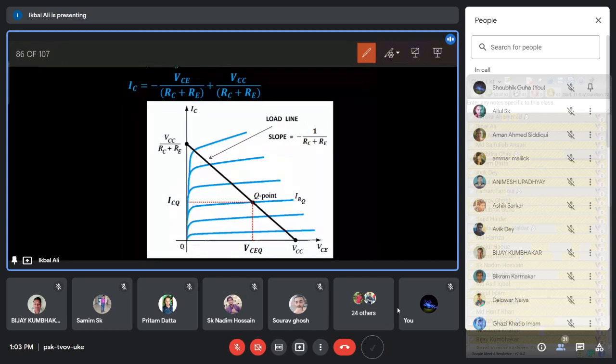This load line Q point concept is also applicable for the other semiconductor device, because semiconductor devices are highly non-linear. Mathematical solution is quite impossible. You cannot solve those mathematical equations. So you have to jump to the graphical solution. That is why this Q point and load line appears.